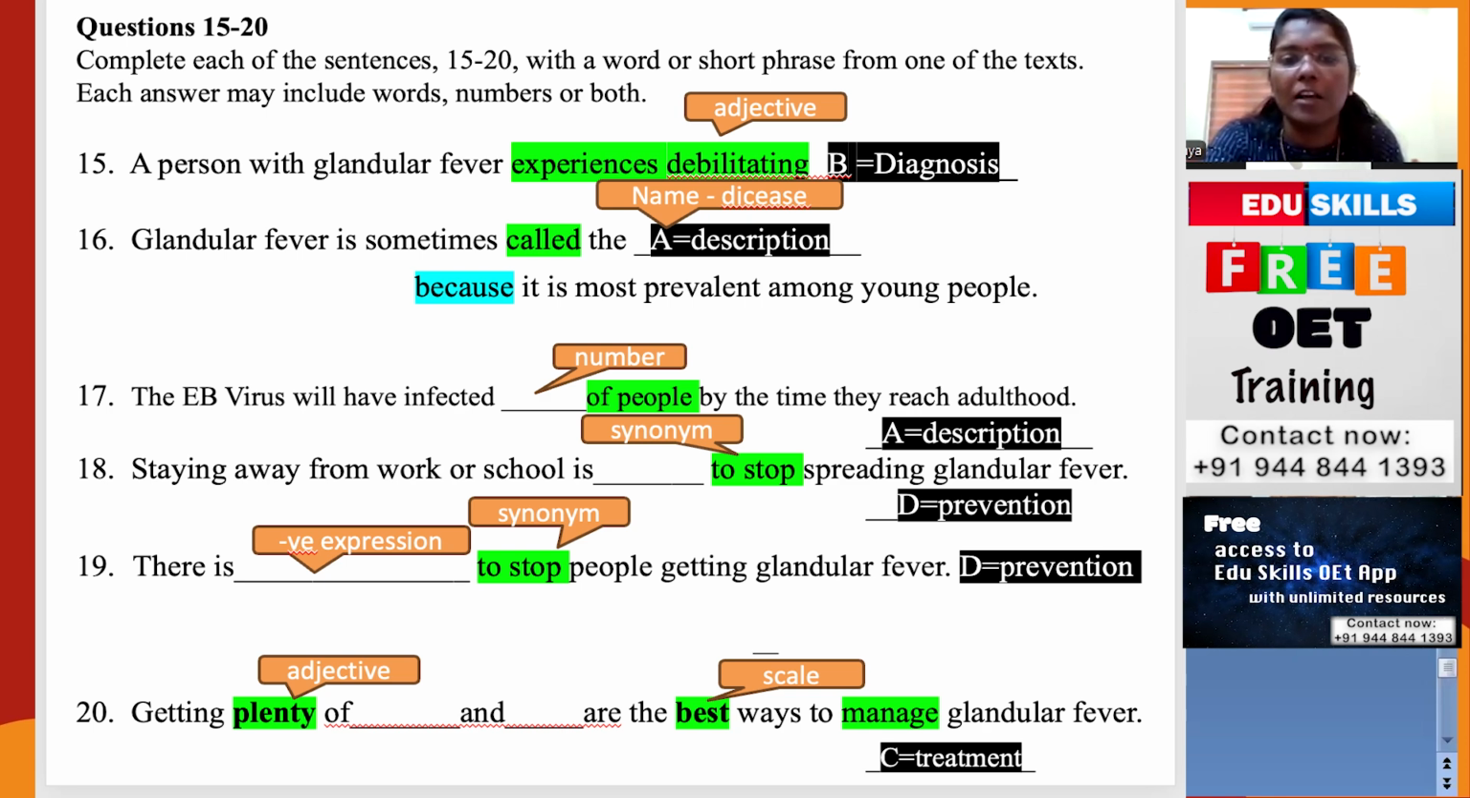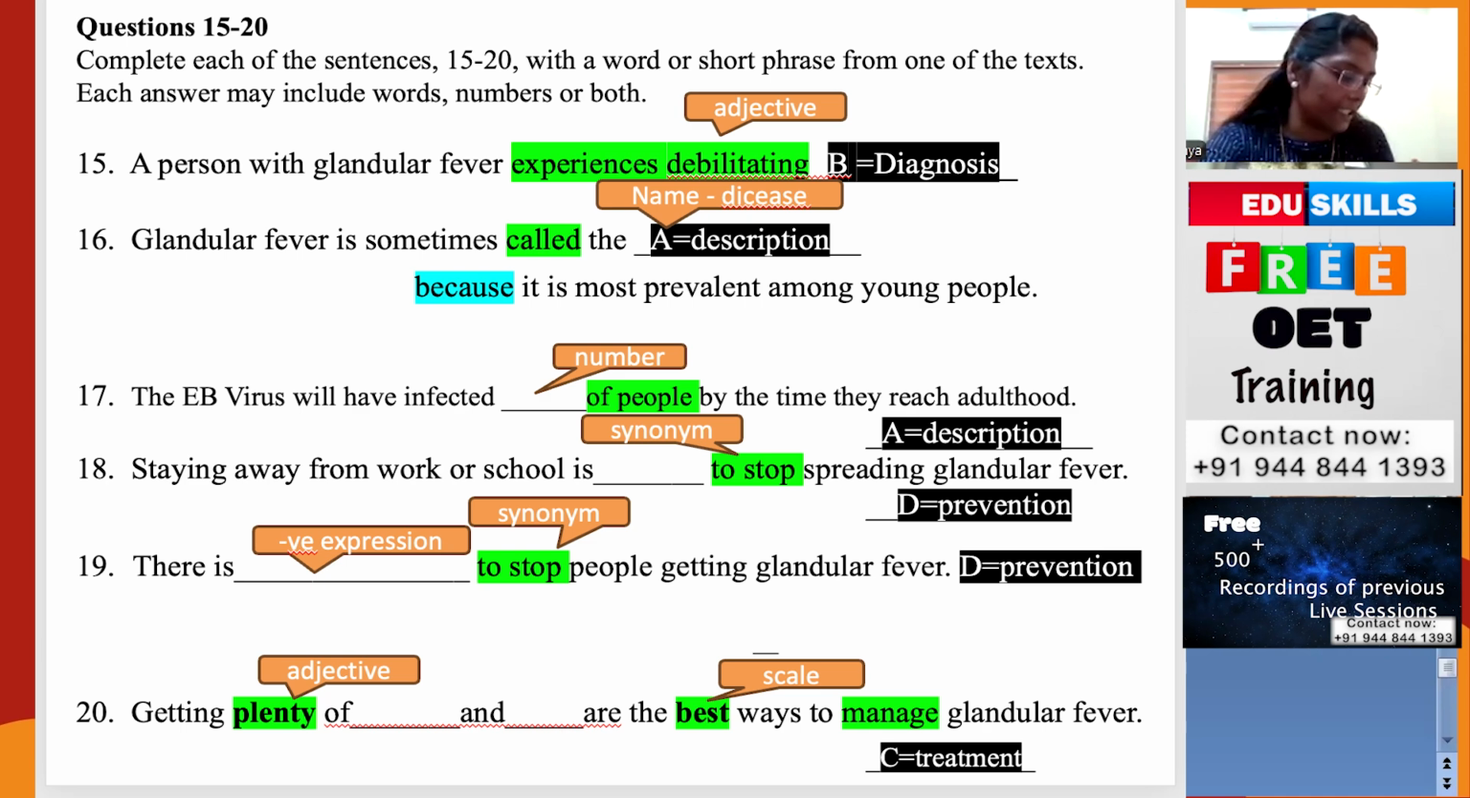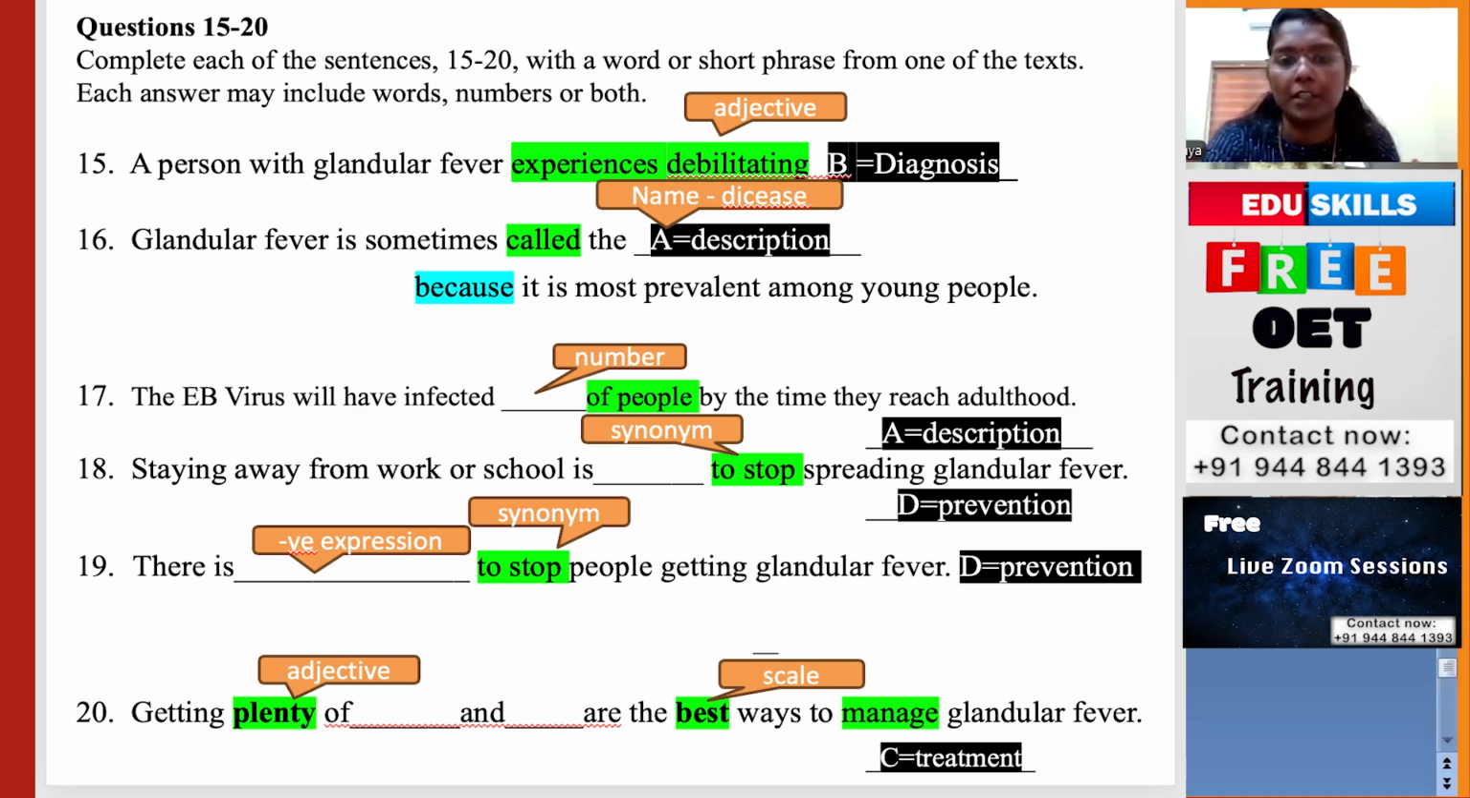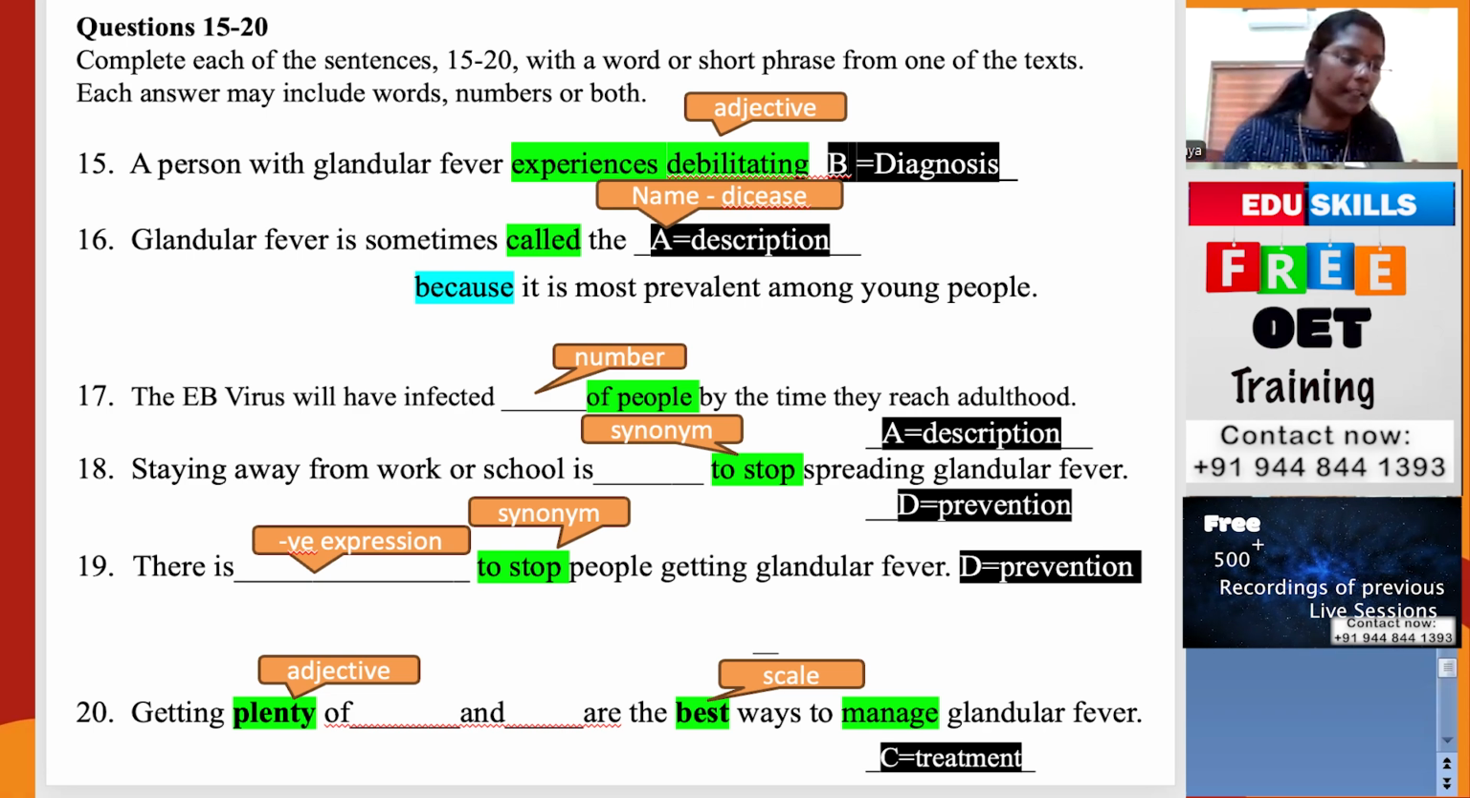Streptococcal. In the initial lines, we can see the streptococcal bacteria. So we have to write streptococcal. Streptococcal is the answer. Only the word streptococcal, no bacteria. Then the next question comes under C.